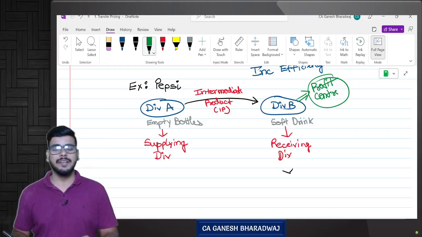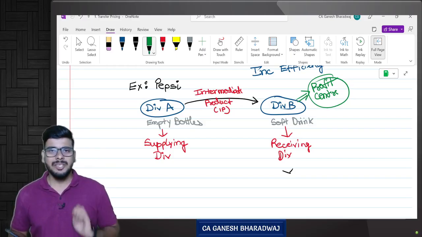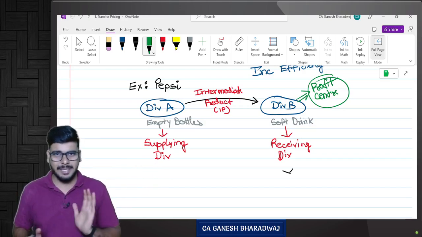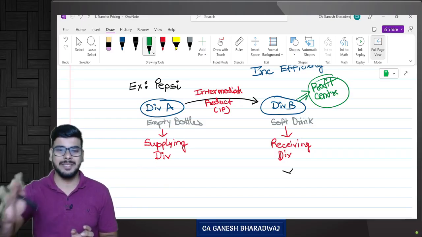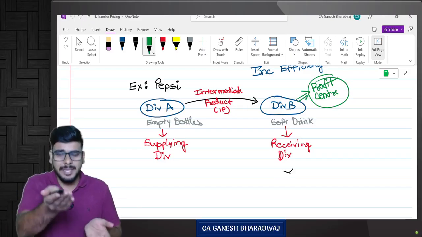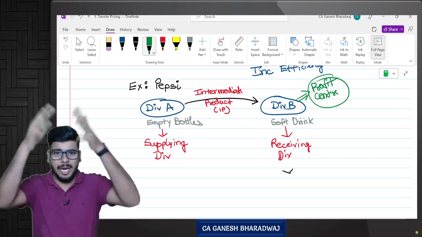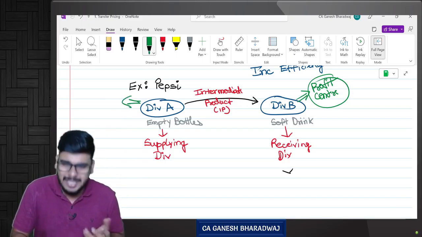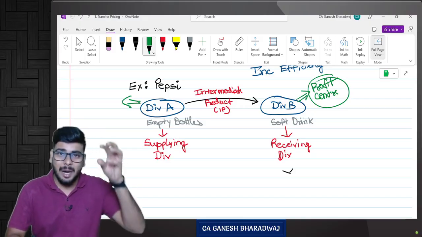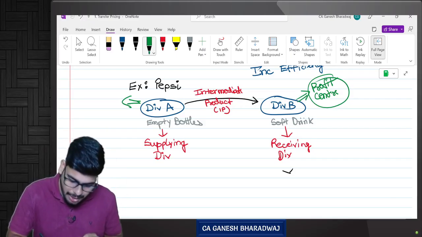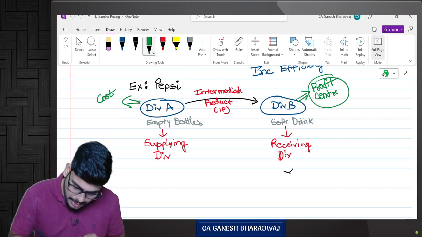Whereas if you look at division A, it just incurs costs to manufacture. It buys plastic, converts it into bottles and supplies it to division B. That's all. Does it generate any revenue? No. Why? Because everything gets transferred to division B, which is also a part of this organization only. So division A is a division that is exclusively present only for incurring cost, and hence I will call this a cost center.